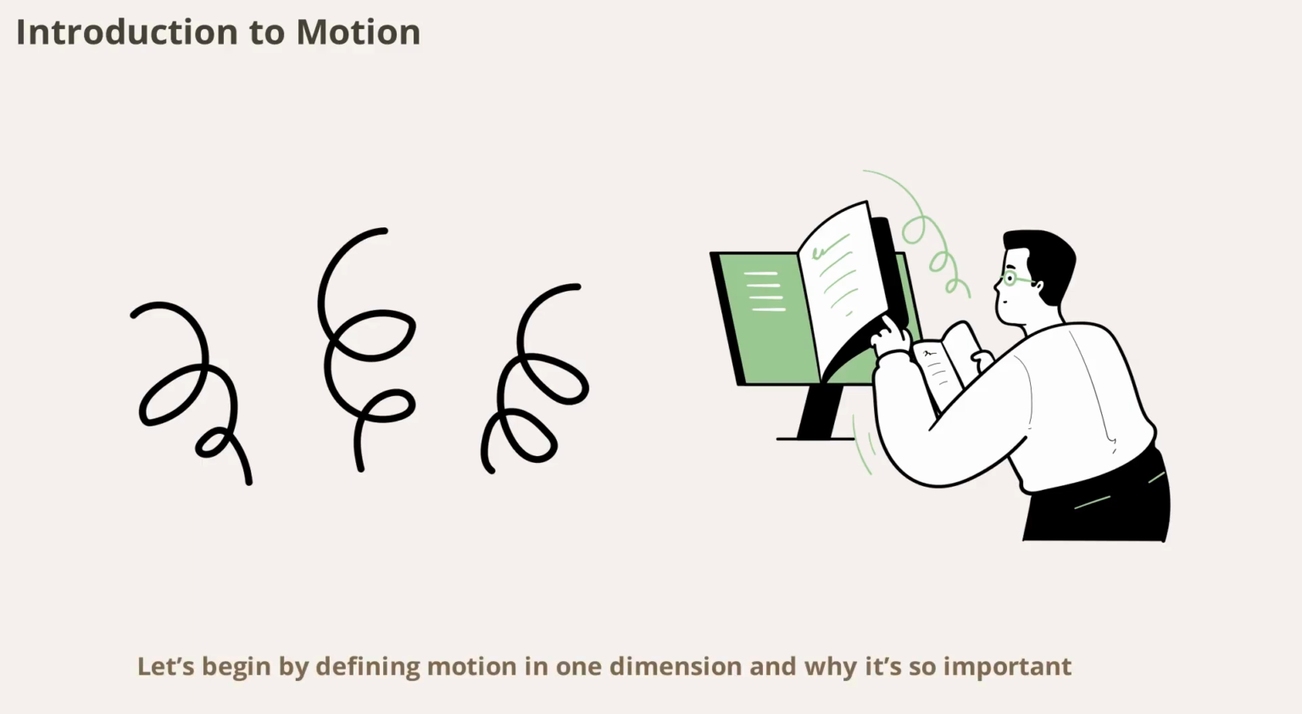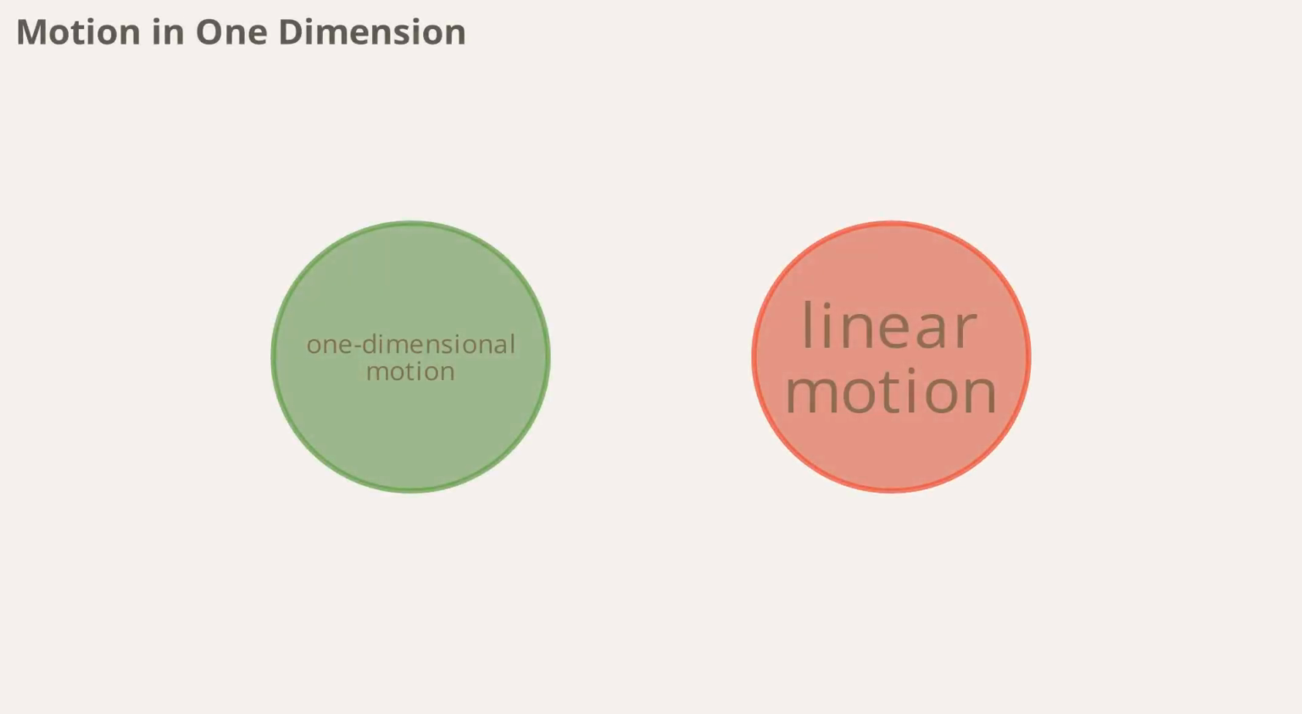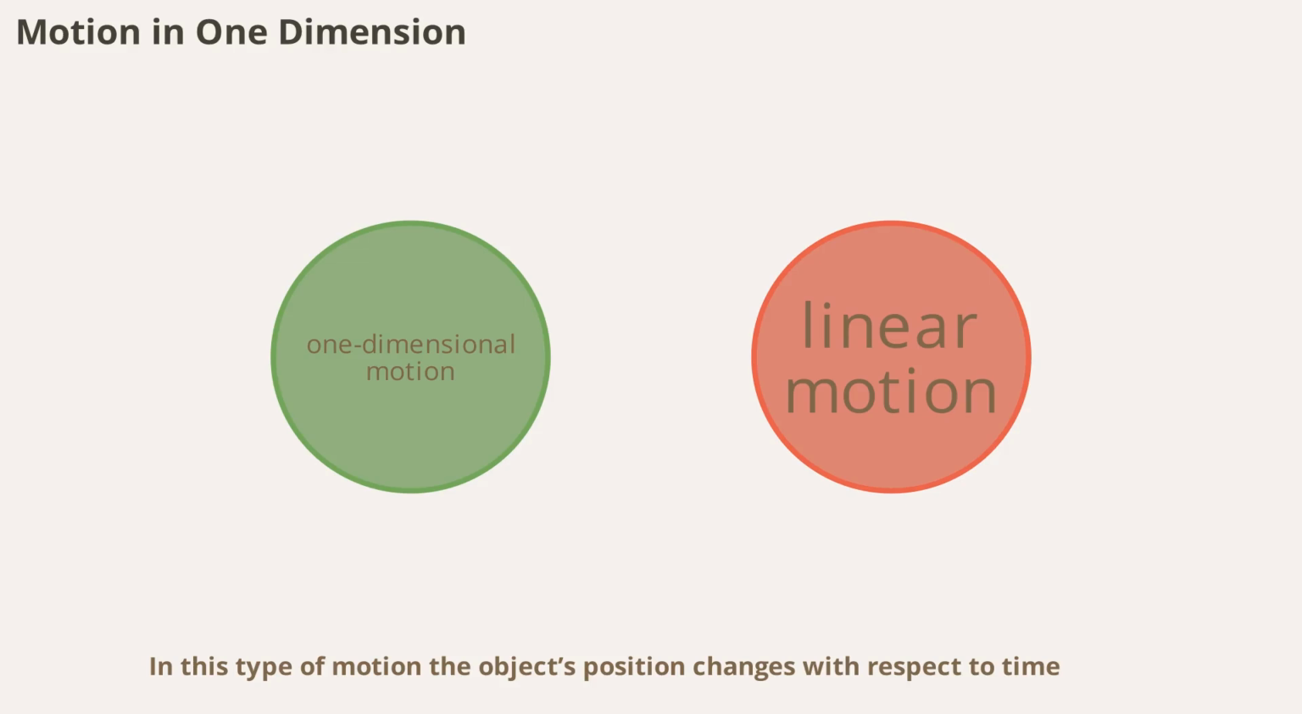Let's begin by defining motion in one dimension and why it's so important. Motion in one dimension, also known as linear motion, refers to the movement of an object along a straight path. In this type of motion, the object's position changes with respect to time, but only in a single direction. This simplifies the analysis, as we only need to consider movement along one axis, typically the x-axis. Understanding motion in one dimension lays the groundwork for studying more complex motions in two or three dimensions. It's the perfect starting point for building your physics knowledge.